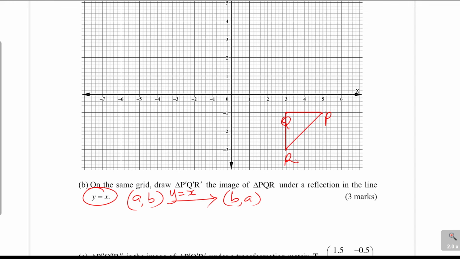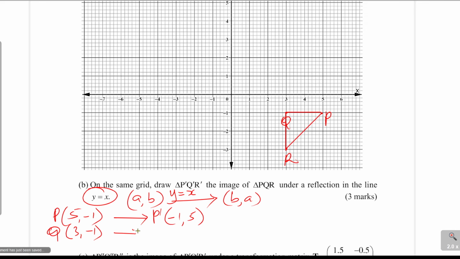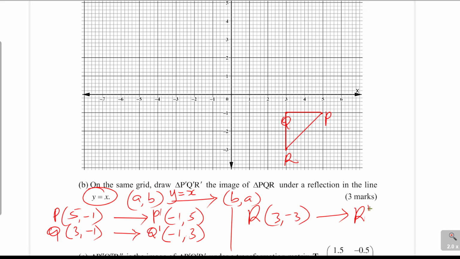So for P, for example, P is (5, -1). Under this transformation, the points will be interchanged, so P prime is (-1, 5). Q, (3, -1), will be (-1, 3). And then R is (3, -3). That one becomes (-3, 3). So that is how you deal with that part.